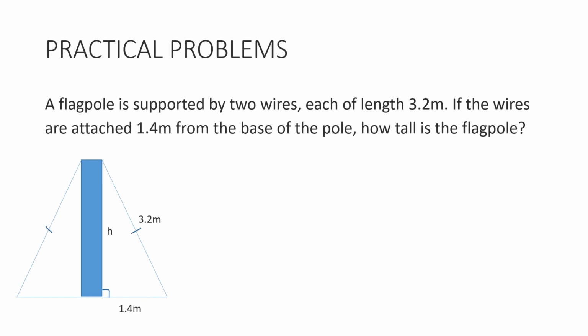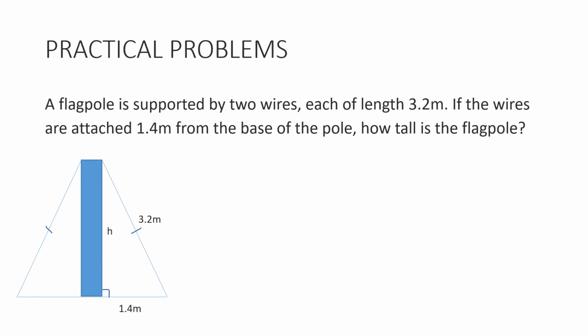And of course we can have practical problems. A flagpole is supported by 2 wires, each of length 3.2 meters. If the wires are attached 1.4 meters from the base of the pole, how tall is the flagpole? Now there's a bit of extra information here that we don't need. We don't need this side. All we need is this right-angled triangle here. We know the length of the wire is 3.2 meters and it's attached 1.4 meters from the base of the pole. And we're going to call this H.